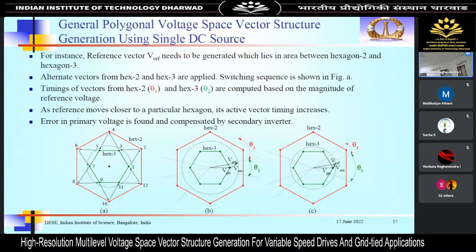Either we can keep it here or cross to the next one here. But if you keep it here, this much error is there. We are not generating this one, we are only generating this one. This much has to be generated. Are you getting it? This is the error.